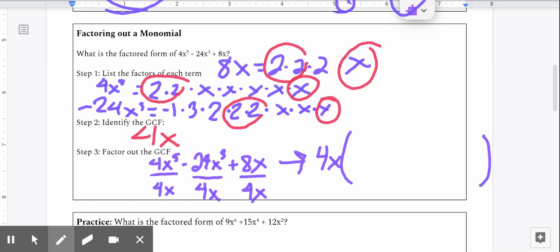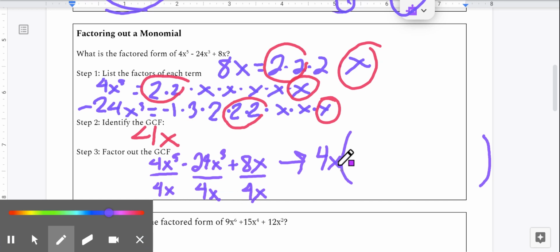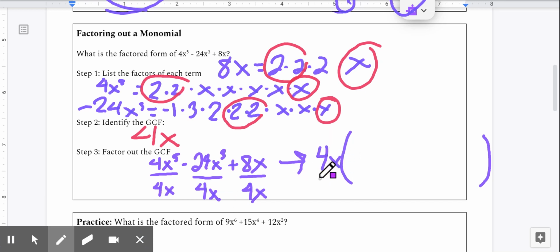I'm going to go ahead and over here, this is where I'm going to write my final answer. So I'm pulling that 4x out in front of the parentheses like if I was undoing distribution. And what's left inside is going to be whatever I get from dividing each of these terms by that GCF. Well, 4x to the 5th divided by 4x is just x to the 4th power, right? Those 4's divide to make 1, and x to the 5th divided by x is x to the 4th. We keep our base and subtract those exponents. Remember, this is like an exponent of 1 if there's no exponent written.